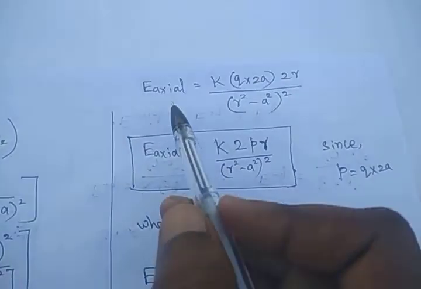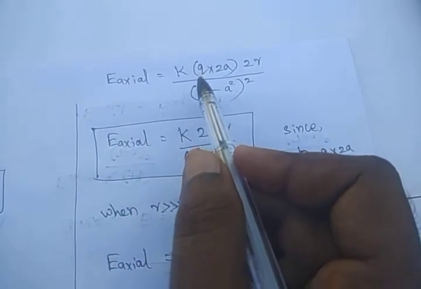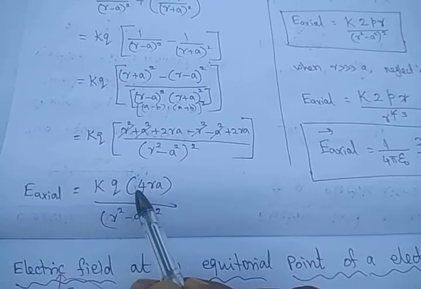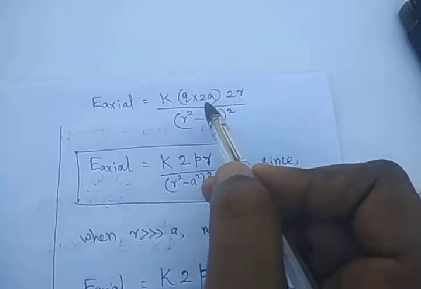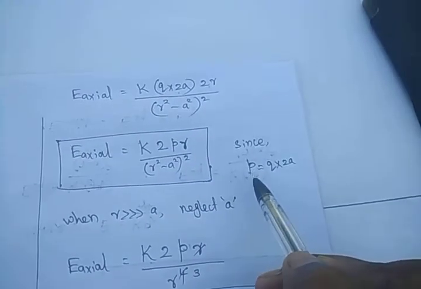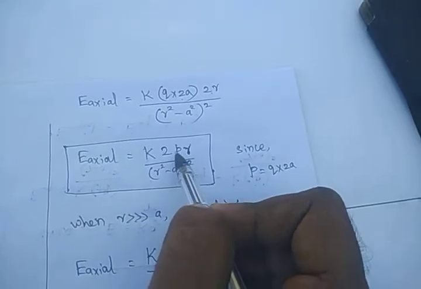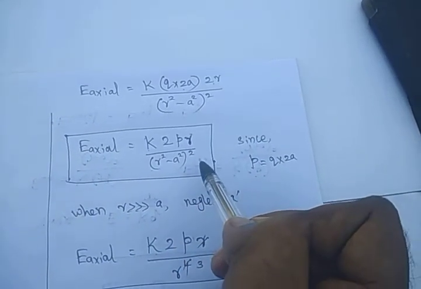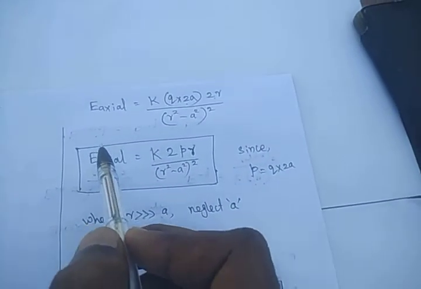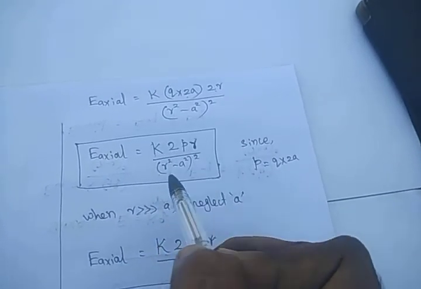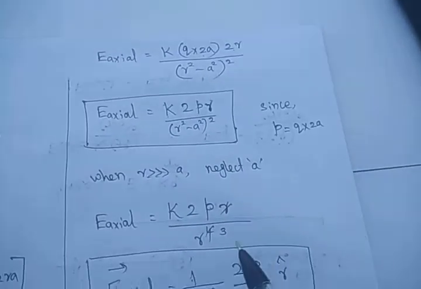Now we get that E axial is equal to k into q into 2a into 2r. How do we get that? 4ra can be split into 2a into 2r. Hence we get q into 2a, which is equal to the dipole moment. Substituting the dipole moment value here, we get k 2pr by (r square minus a square) the whole square. Hence we get the final expression: E axial, which is the electric field along the axial point of the electric dipole, is equal to k 2pr by (r square minus a square) the whole square.